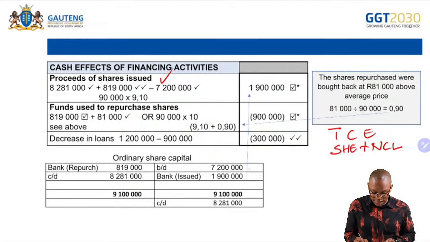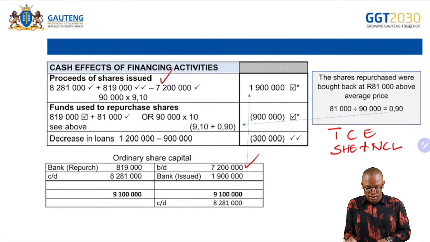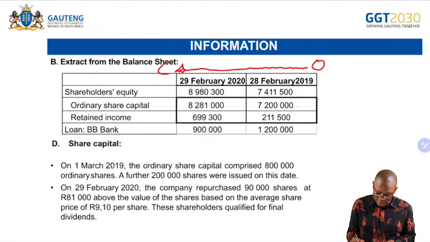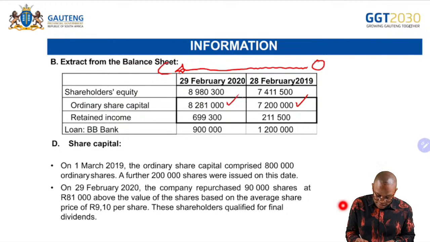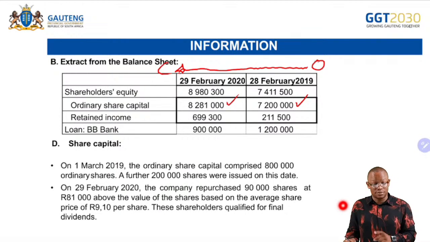If you check already here, I've written for you the opening balance. It was 7,2. There it is. Let us check from the question paper. Here it is, 7,2. And now the closing balance, it is 8,2 million. Remember, the love arrow still guides you.